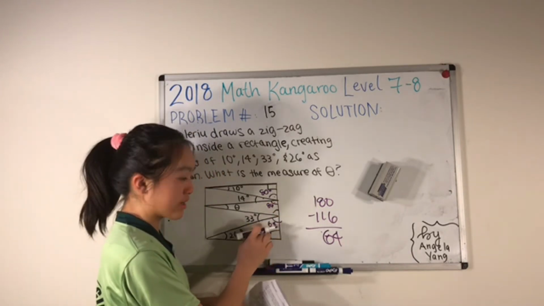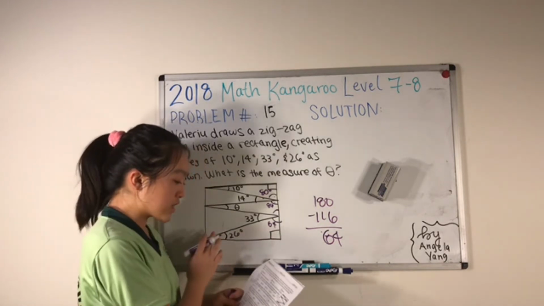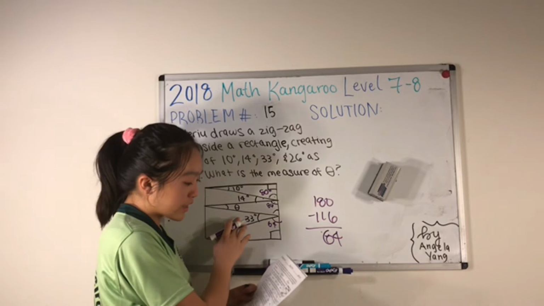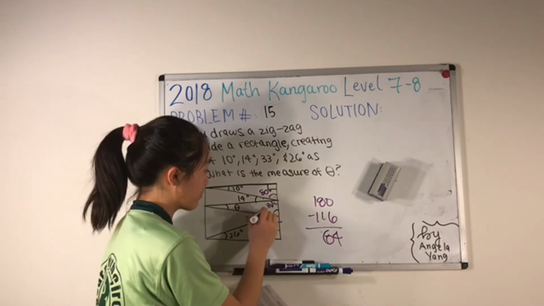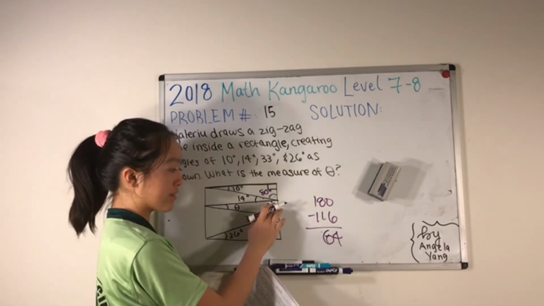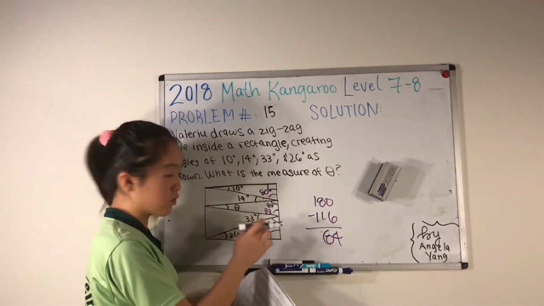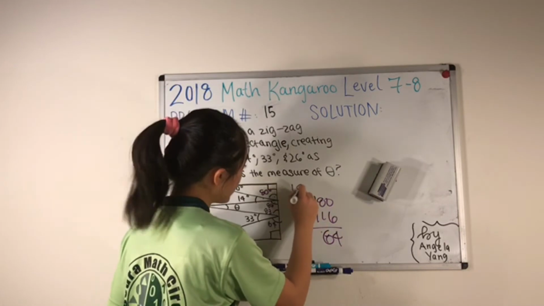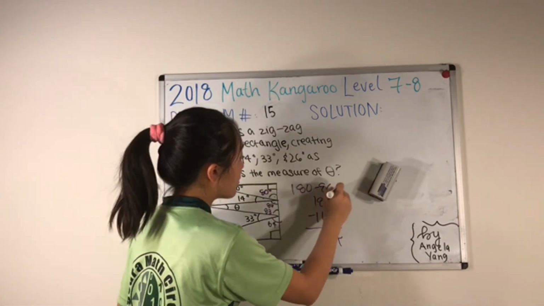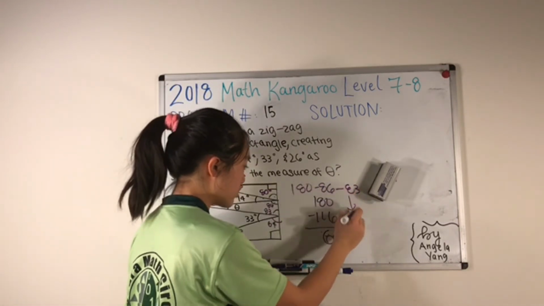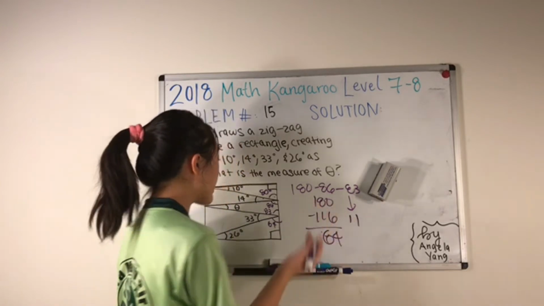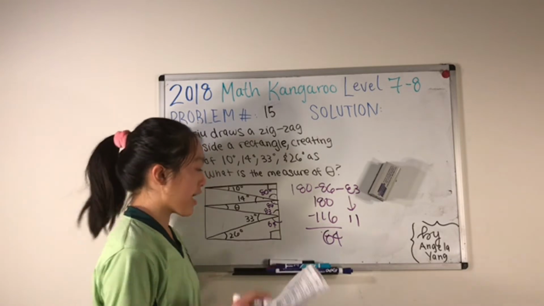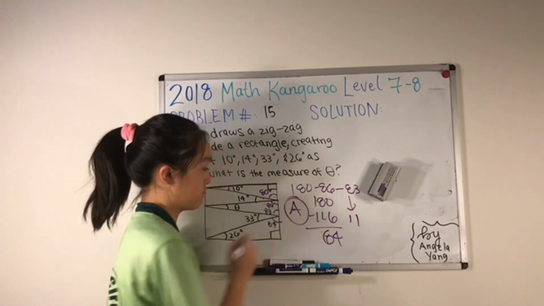Now we have 33 and 64. First of all, if we just do 100 minus 64 minus 33, we get the answer of 83. So now we just subtract these two angle measures from 180 degrees, which is the number of degrees in a triangle, and we get 180 minus 86 minus 83 equals 11. So theta is 11 degrees. Our answer is letter A, 11 degrees.